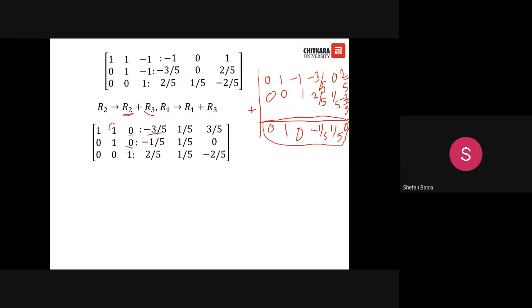Next target is you need to make this 0. So who will tell me how we can make this entry 0? R1 implies R1 minus R2. Okay, so Nitesh told me R1 implies R1 minus R2.